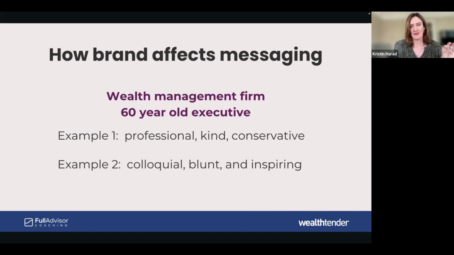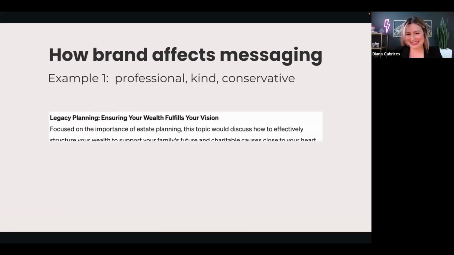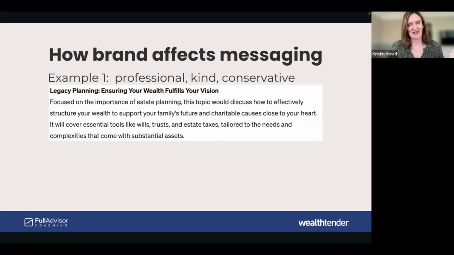And in the first example, I said our personality is professional, kind, and conservative. And then I compared it with a personality that's colloquial, blunt, and inspiring. So let's take a look. This is what it came back with, and I did not nuance too much. This one was about legacy planning, ensuring your wealth fulfills your vision. And I like that it's focused on estate planning.